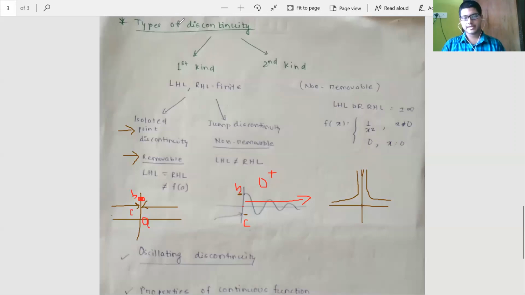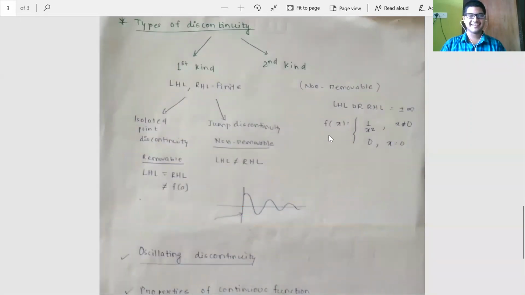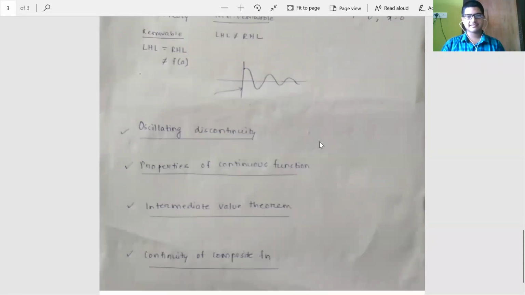We covered types of discontinuity, what is continuity at a point, continuity in interval. We saw very basic examples, as we mostly do in the starting time. So now in the next 2 to 3 classes, I would be covering oscillating discontinuity, properties of continuous functions, intermediate value theorem, and continuity of composite functions. This is a very short topic, continuity, and covering this would complete the theory part. Then I would take one more class on the problems. So let's end here.